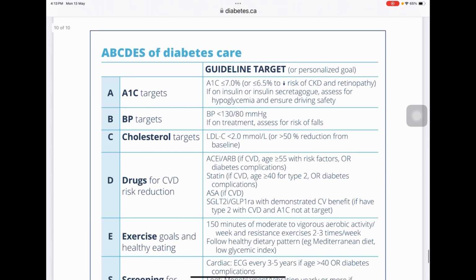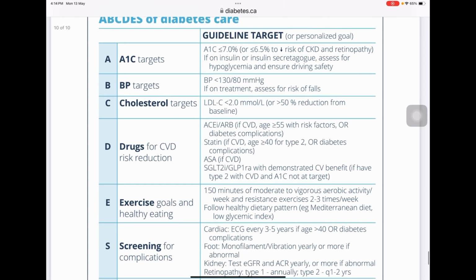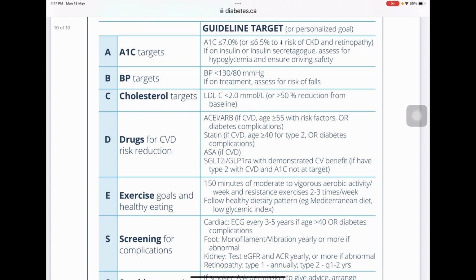Now, the ABCDs of diabetes are: A for HbA1c target of less than 7 or less than 6.5 to reduce cardiovascular disease or retinopathy. If on insulin or insulin secretagogues, assess for hypoglycemia and ensure driving safety. B for blood pressure less than 130 by 80. If known on treatment, assess for risk of falls. C for cholesterol less than 2 millimoles or more than 50% reduction from baseline.